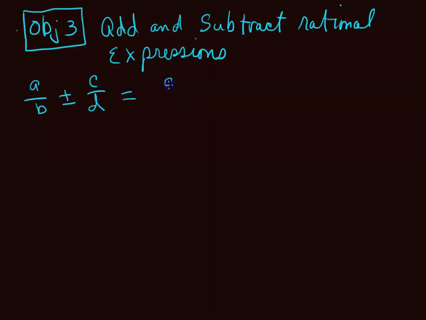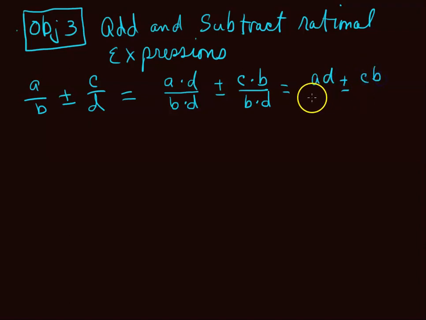So I'm going to take this a times d and a b times d, and either addition or subtraction. The c times b over, let me put this in order, b times d. So I'm going to get the ad plus, or if I'm subtracting minus, the cb over the common denominator, bd. So that's the key. Get a common denominator. And that's what we're going to look for here.